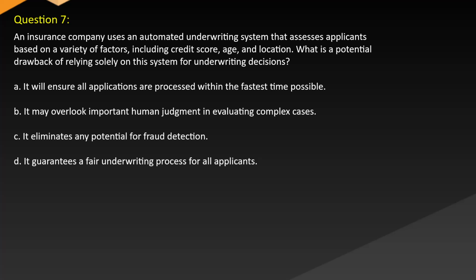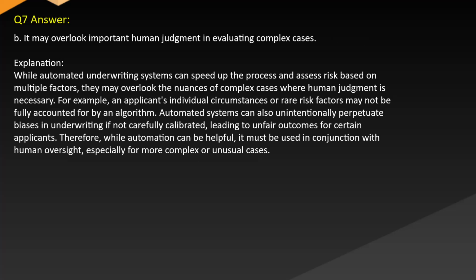A. It will ensure all applications are processed within the fastest time possible. B. It may overlook important human judgment in evaluating complex cases. C. It eliminates any potential for fraud detection. D. It guarantees a fair underwriting process for all applicants. Answer: B. It may overlook important human judgment in evaluating complex cases.